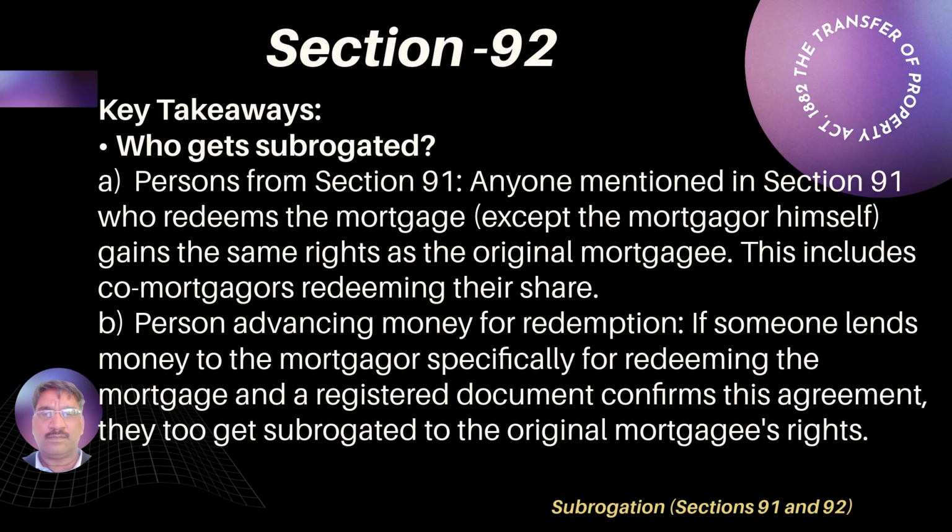Who gets subrogated? Persons from Section 91. Anyone mentioned in Section 91 who redeems the mortgage, except the mortgager himself, gains the same rights as the original mortgagee. This includes co-mortgagers redeeming their share. Person advancing money for redemption. If someone lends money to the mortgager specifically for redeeming the mortgage and a registered document confirms this agreement, they too get subrogated to the original mortgagee's rights.